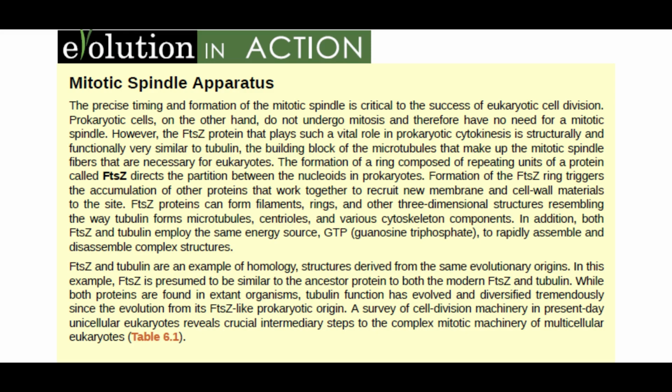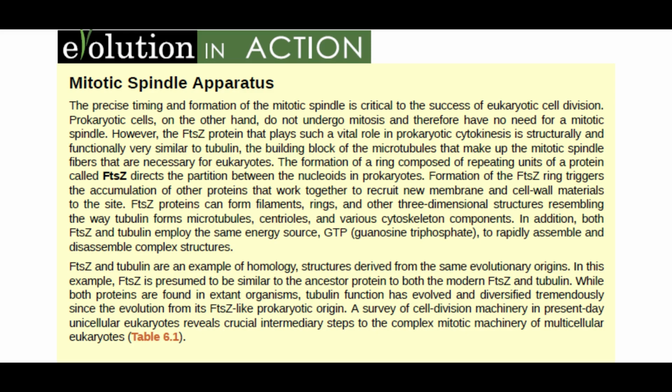However, the FtsZ protein that plays such a vital role in prokaryotic cytokinesis is structurally and functionally very similar to tubulin, the building block of the microtubules that make up the mitotic spindle fibers that are necessary for eukaryotes. The formation of a ring composed of repeating units of a protein called FtsZ directs the partition between the nucleoids in prokaryotes. Formation of the FtsZ ring triggers the accumulation of other proteins that work together to recruit new membrane and cell wall materials to the site.